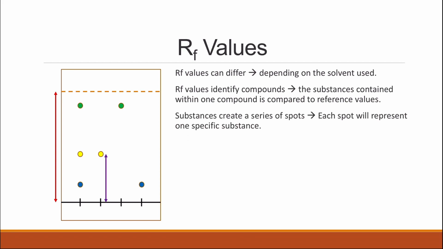A mixture creates a series of spots, and each spot will represent one specific substance. If it's a pure substance, then you will only get one spot.